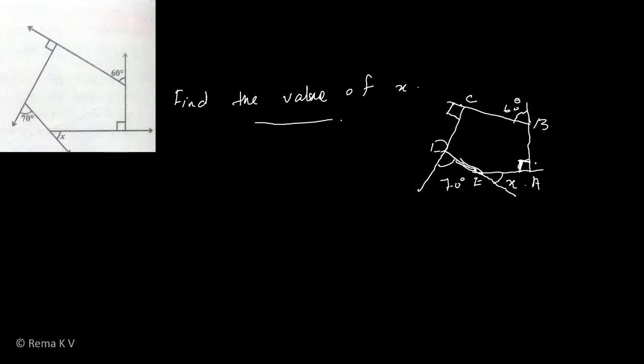If this is 90 degree, what about this exterior angle? It forms a linear pair. So this is also equal to 90 degree. This symbol is for 90 degree. So here this angle makes a linear pair with this one. Linear pair means sum is equal to 180 degree. So since this is 90 degree, this angle will also be equal to 90 degree.